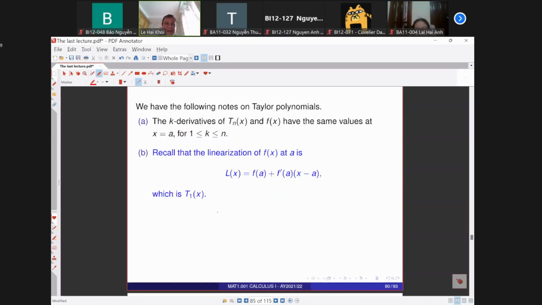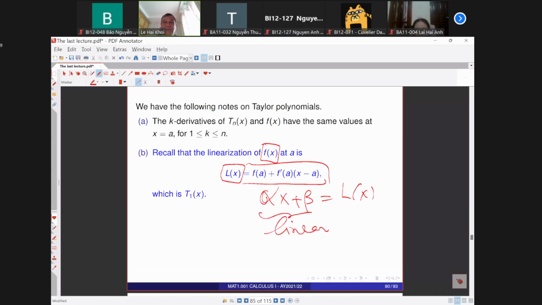Okay. Next, we already studied in the first half of the semester linearization of f. Linearization of f means you are given a function f with the first derivative. You can perform L(x), which is of the form alpha x plus beta. This is L(x). That's why we call this linear. Đây là cái hàm tuyến tính vì nó có dạng ax cộng b, alpha x cộng beta.